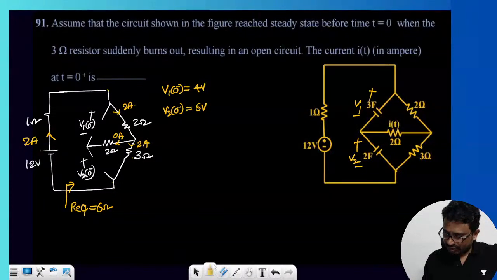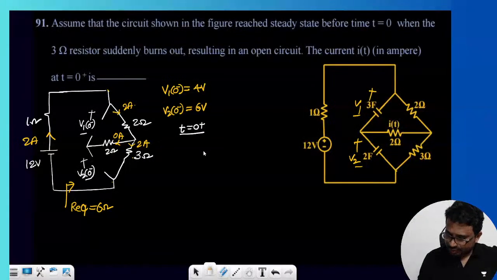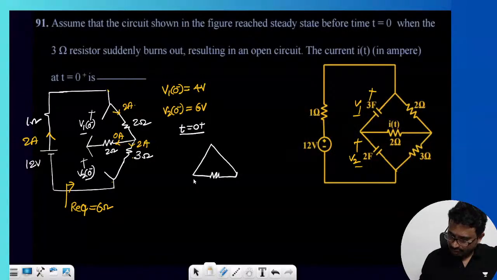Now let's talk about t equal to 0 plus. What happens now? At t equal to 0 plus, this 3 ohm resistance burns out. Now you tell me what happens in that scenario. Here is a resistance, this is 1 ohm. Here is the capacitor, and this is the open circuit.